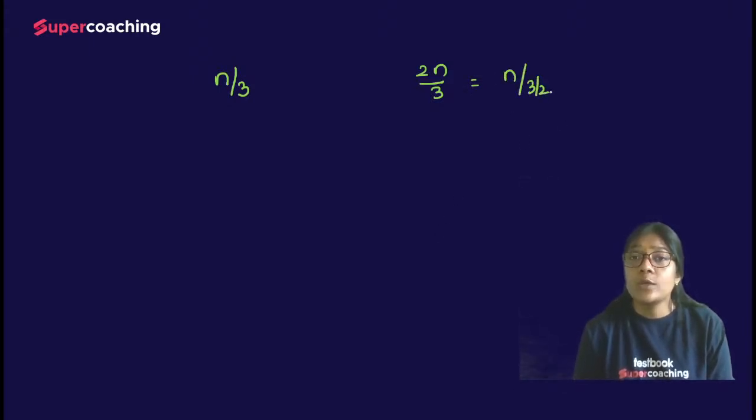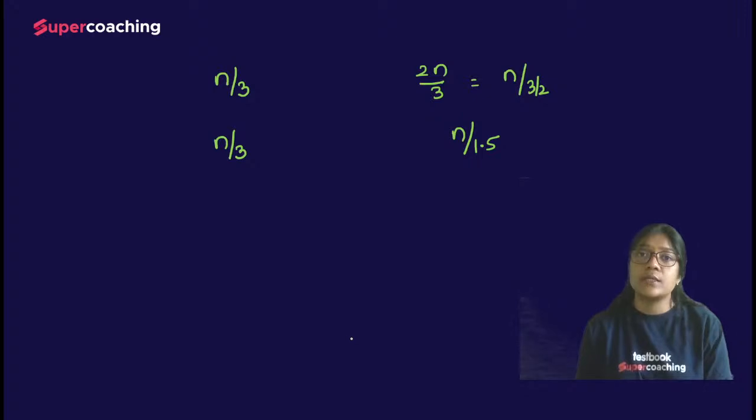In one part we are saying that it's dividing the problem by n by 3 और दूसरे में क्या कर रहा है? It is taking 2n by 3. I can write this 2n by 3 as n by 3 by 2, right? 3 by 2 is nothing but 1.5. So here I'm dividing the problem by 3 and here I'm dividing the problem size by 1.5. किसमें levels ज़्यादा बनेंगे? Which case will be containing more number of levels?